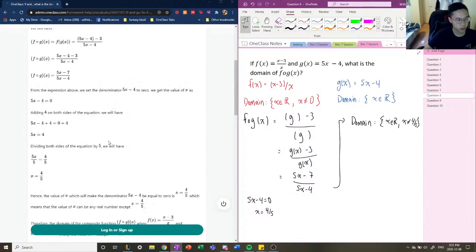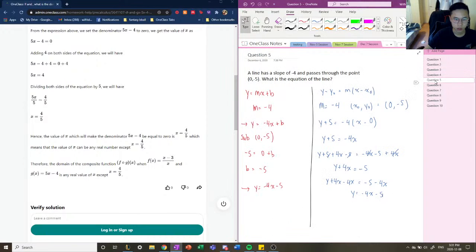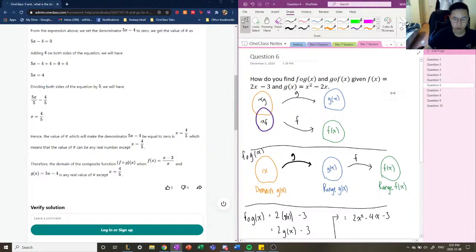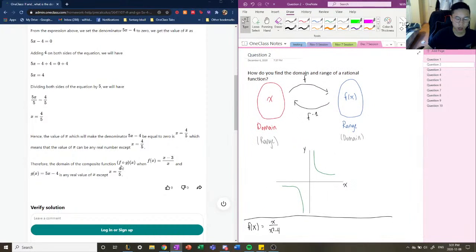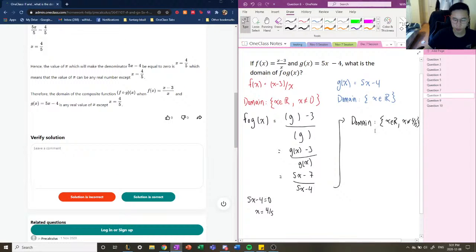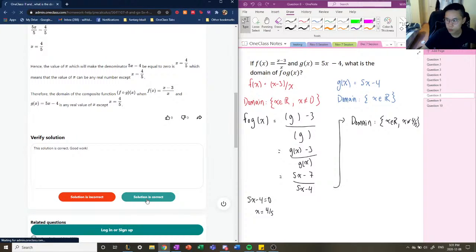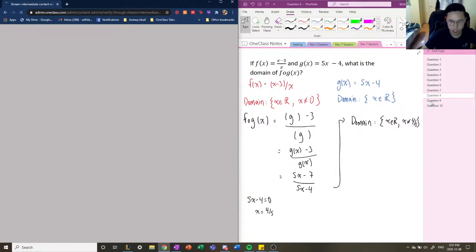So the junior tutor goes on to give us the reasoning on how we solve question number 2. They go on with the reasoning of how to find the domain of a rational function, but we've already been through that, so we don't really need to cover that too much. I'm just going to read it quickly to make sure that they are correct here. And yep, this is correct. So this solution is correct. Good work. Cool. All right, so question number 9.